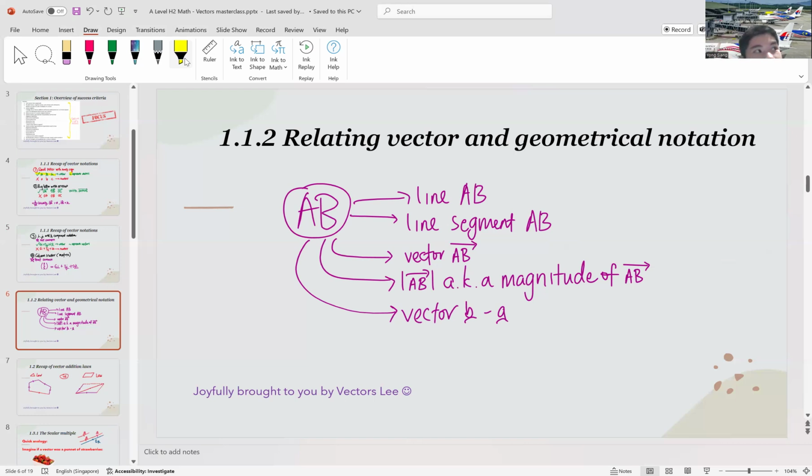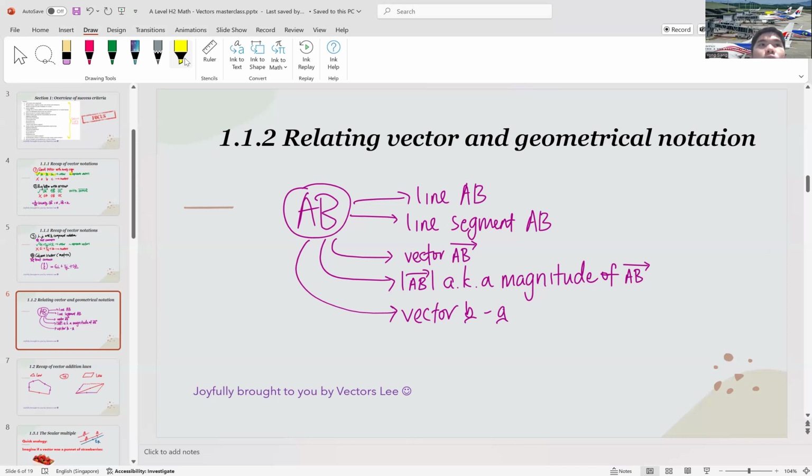Now, you see, AB is going to be a very common thing that appears in vectors or even geometry. Okay, so when you were learning in secondary school, the first thing you learn is geometry, right? You learn things like, AB can be a line because it passes through the point A and the point B. And after that, you learn something called the line segment. What is the difference between line segment and line? I will explain it later, okay?